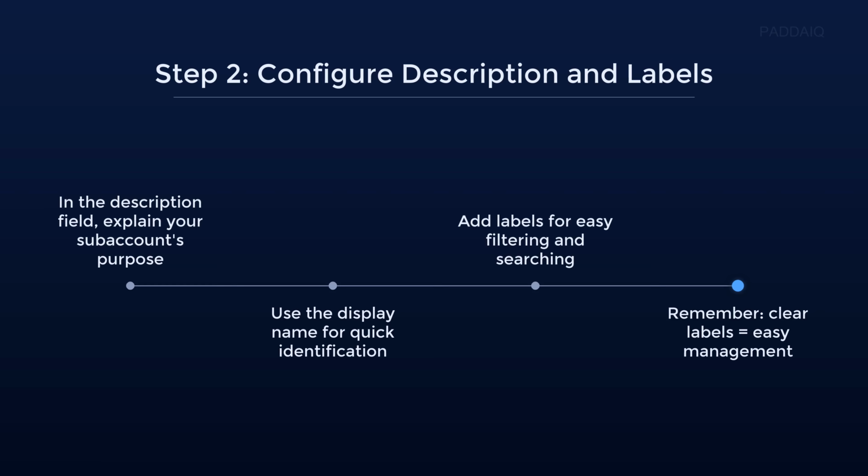Remember, clear labels equal easy management. This means using descriptive names so you can quickly identify and organize your services later. For example, label a development instance HR App Dev instead of just Test 1. Proper labeling saves time and prevents confusion when managing multiple projects.